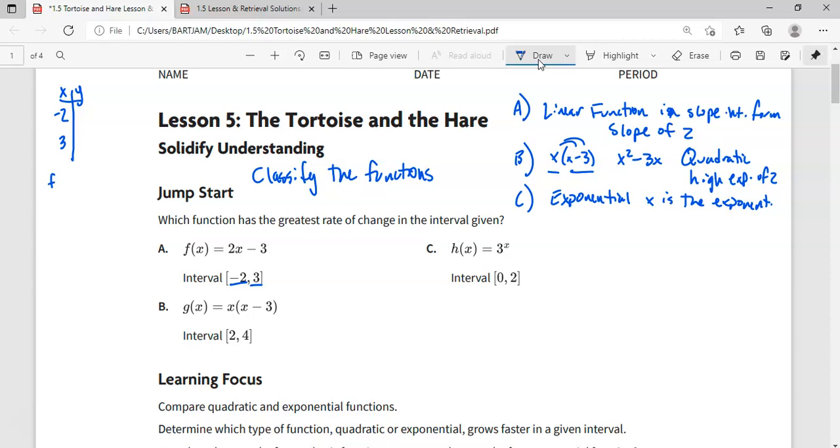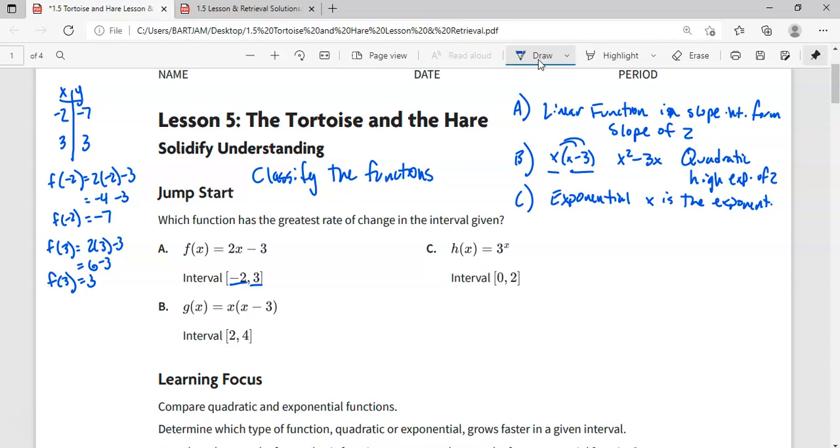So I'm going to substitute in f of -2 equals 2 times -2 minus 3. So I know that's -4 minus 3, which is -7. So f of -2 is equal to -7. -2 is the input, -7 is the output. I can now do that for when my input is 3. So f of 3 equals 2 times 3 minus 3, which is 6 minus 3. So f of 3 is 3.